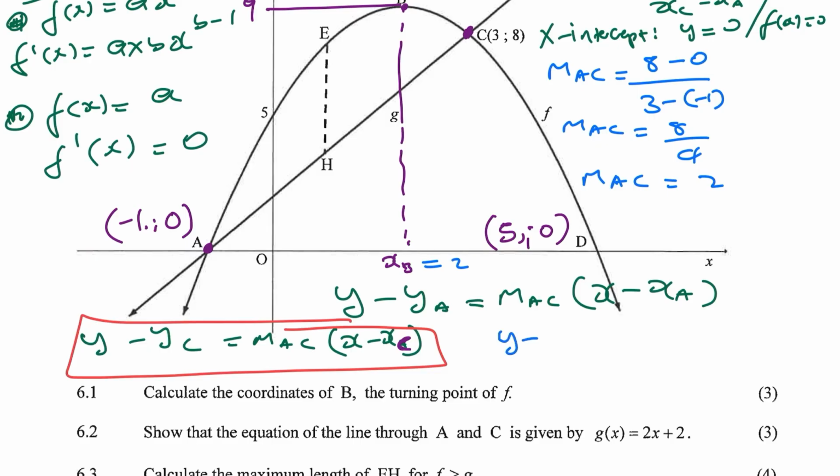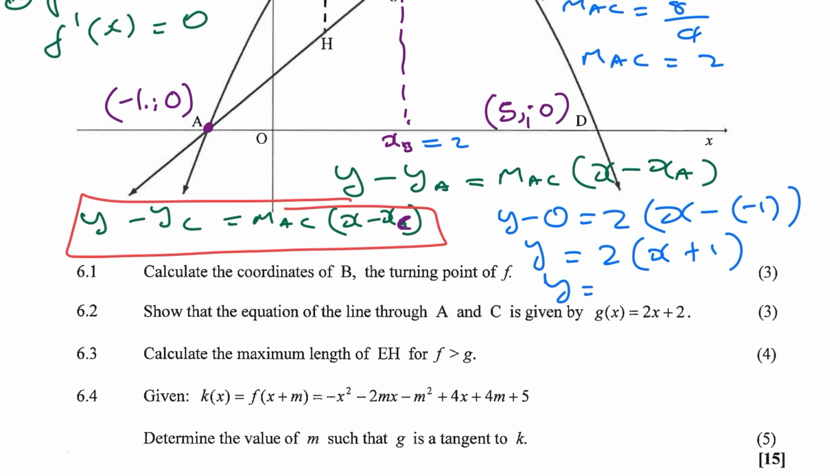So y minus, what is the y value of A? It's 0, so it's going to be 0. And the gradient of AC is 2, so you're going to add 2. X minus x value of A is -1, it's going to be -1. So this is equal to 2 times x, and 2, this is +1, right? So y is equal to 2x plus 2. Voila! That's it.